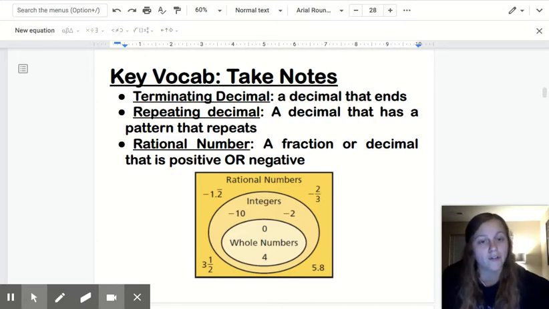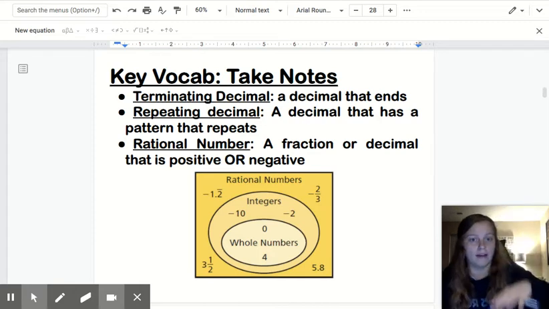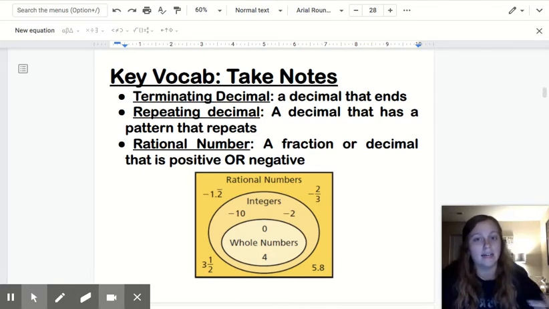There's no more numbers after that. So if I do long division to get my decimal, it's one that ends up getting 0 at the end. I don't keep getting a number over and over again. It ends. There's no pattern.